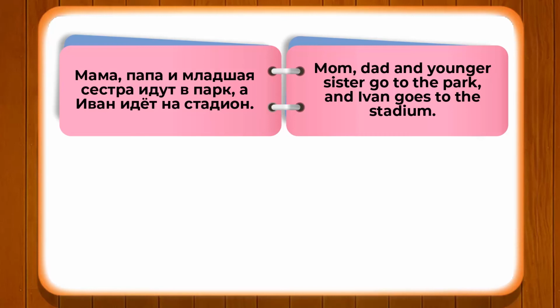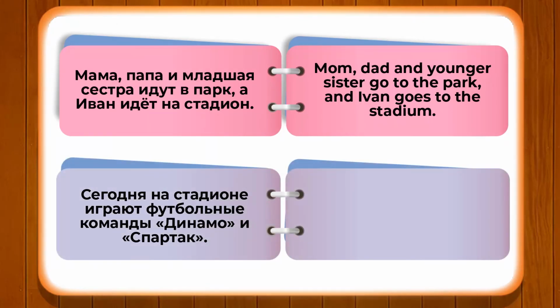Идут куда? Идут в парк. That is why the ending of park does not change because it is in the verbs of motion. А Иван идет на стадион. А куда идет Иван? Иван идет на стадион.